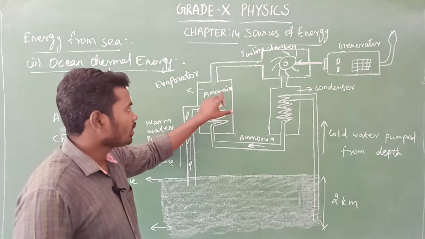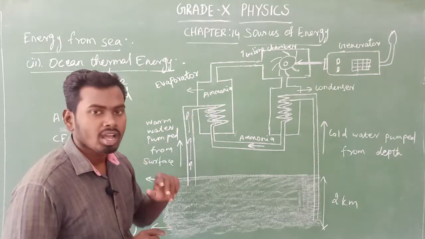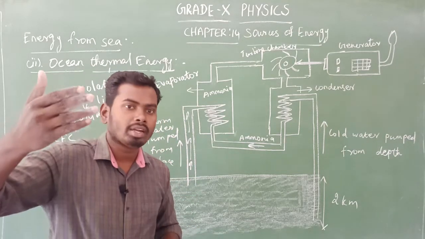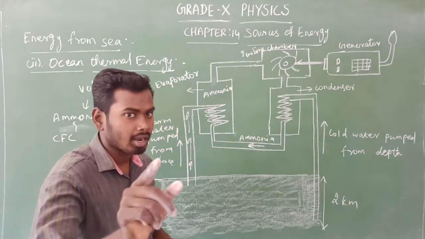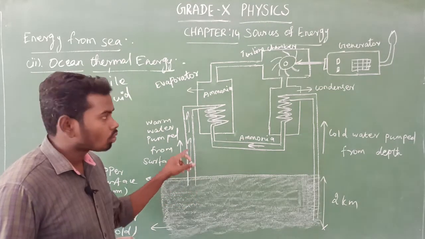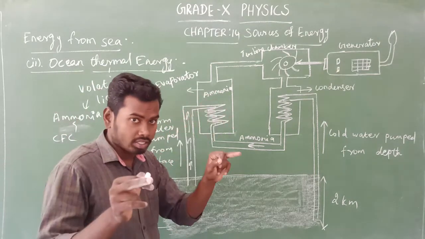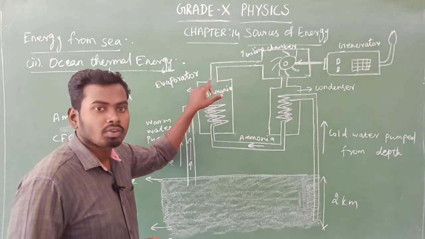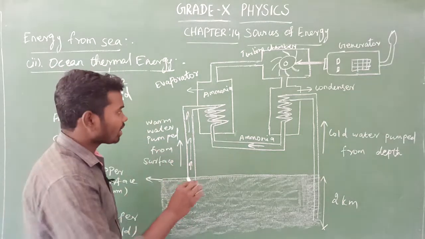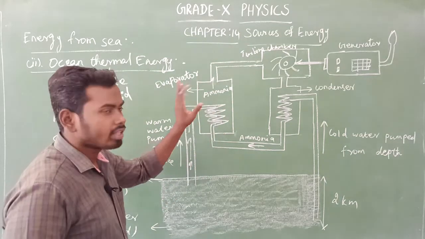Already we know the evaporator has the liquid form of ammonia, which is a volatile liquid. It gets easily evaporated at normal temperature. But we are passing warm water through the pipe to this evaporator, so due to the higher temperature of this water, the ammonia gets evaporated easily.